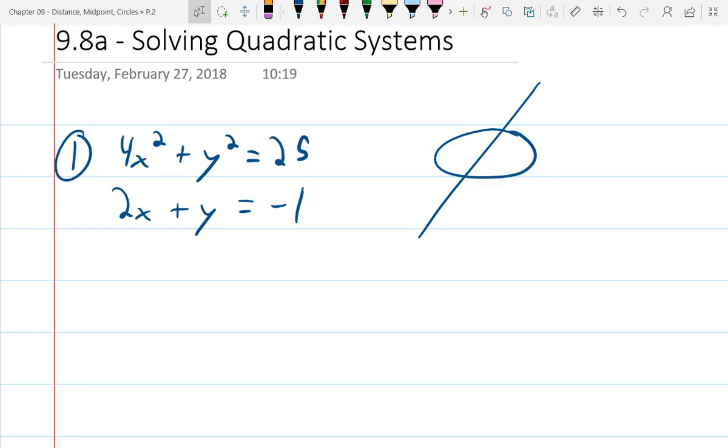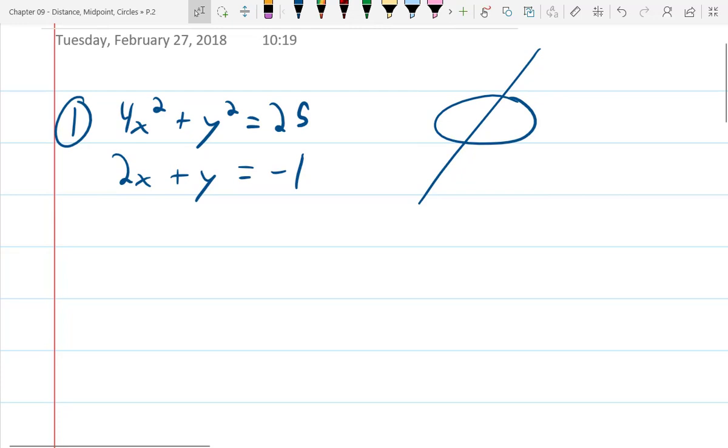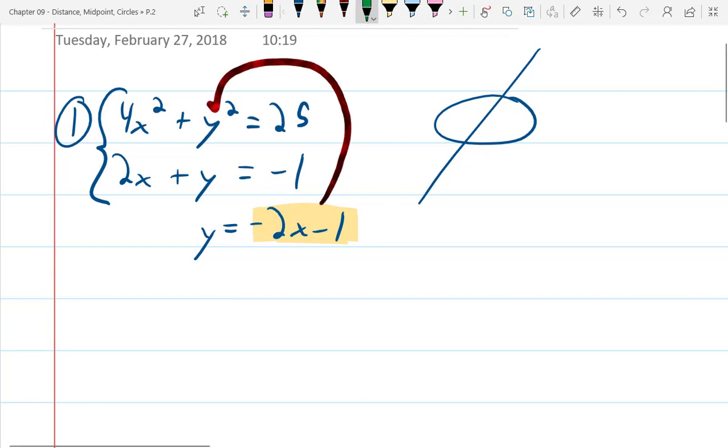The best way to do this is actually just to do either a substitution or elimination like we always did. So I'm going to treat this as my system and start with the second one and solve it for y, which is equal to negative 2x minus 1, and then take this and do what with it? Plug it in to the first one. So I'm going to get 4x squared plus negative 2x minus 1 squared equals 25. And if you can solve that, you can find the possible x values where this thing intersects.